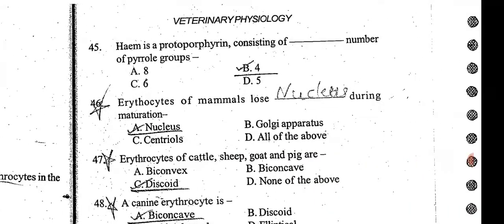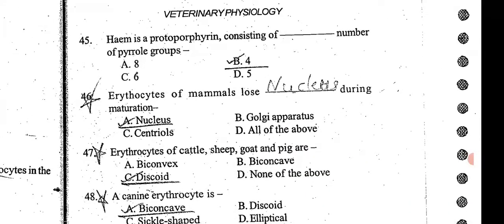Heme is a porphyrin consisting of 4 pyrrole groups, and each pyrrole group binds an iron molecule. So heme can bind 4 iron, Fe+2. Erythrocytes of mammals lose nucleus during maturation.